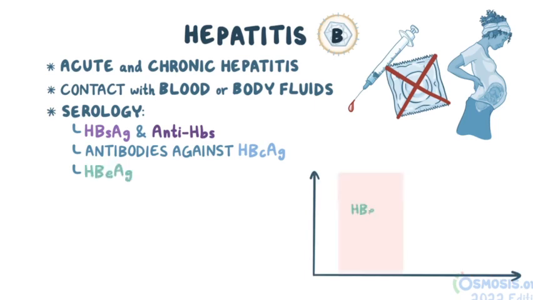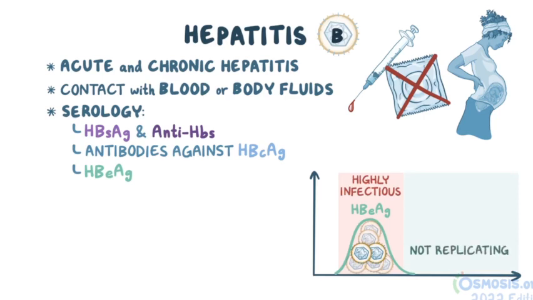Finally, there's HBeAg, which is hepatitis B e antigen. Try saying that 3 times quickly. If it's positive, then the virus is actively replicating, and that means a person is highly infectious. If it's negative, it could be because the virus isn't actively replicating, or because there's no virus around at all.